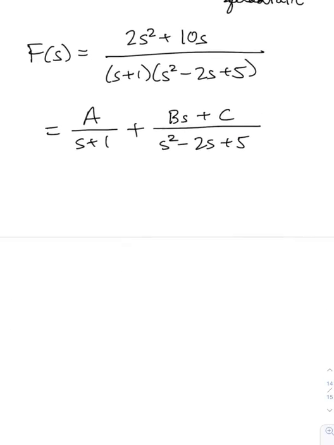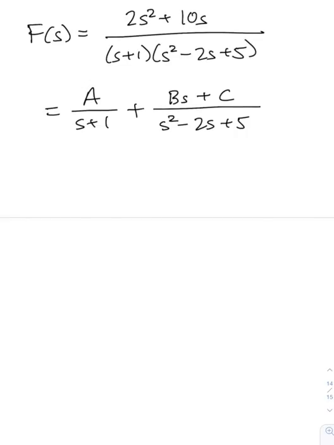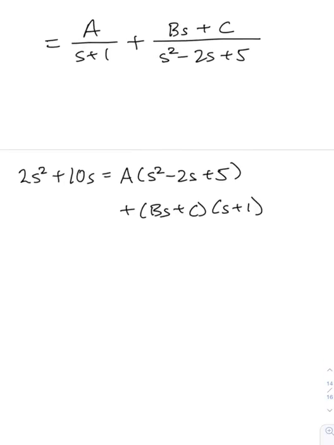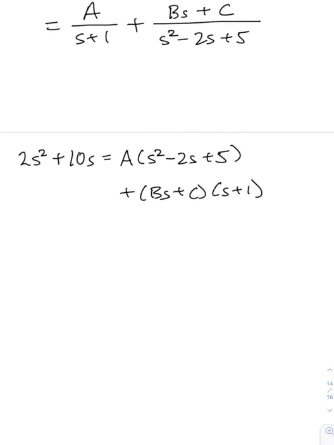Okay, multiplying both sides by that denominator, I get 2s squared plus 10s is equal to A times s squared minus 2s plus 5, plus Bs plus C times s plus 1. Okay, let's do this one in the traditional way. Multiply out the entire right-hand side, collect like terms, and compare coefficients.